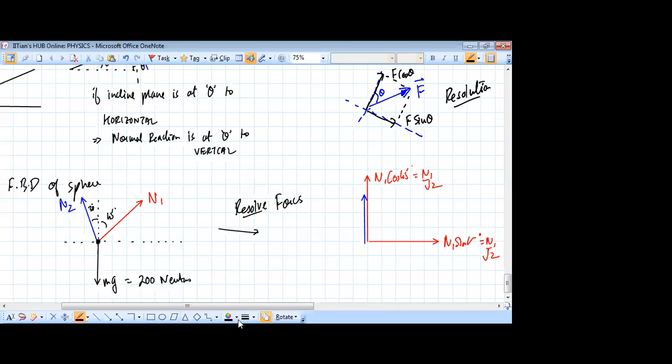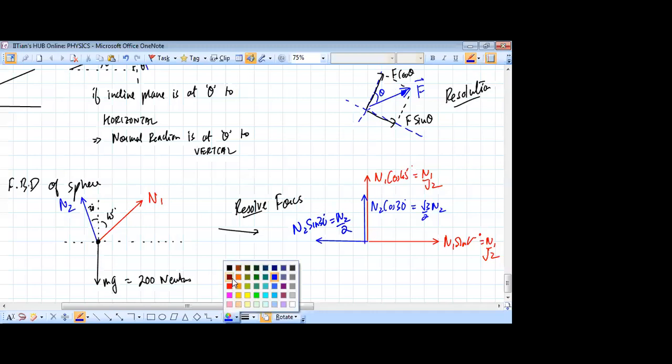So by that logic here, this N2 is making 30 degrees with the vertical. So this component should be N2 cos 30, so that is root 3 by 2 N2. Whereas the horizontal component will become the sine 30 component, so it will be N2 by 2. And the last force, which we did not need to resolve, is already vertical, is the weight.